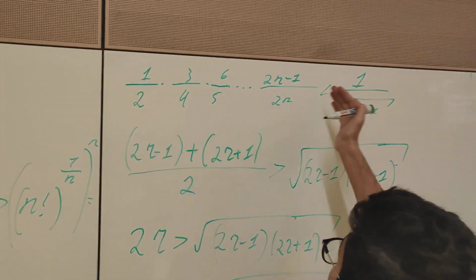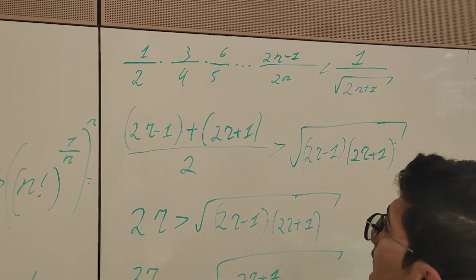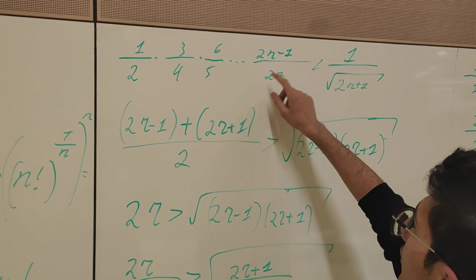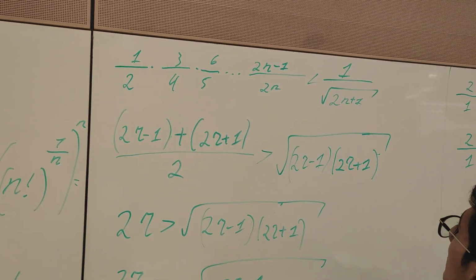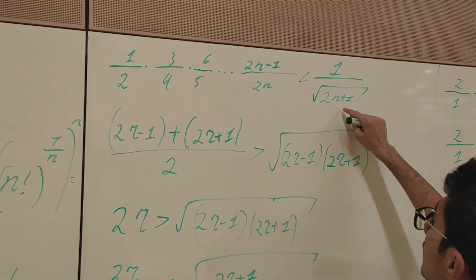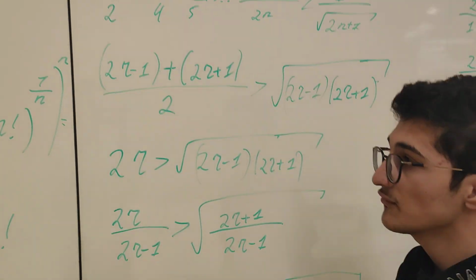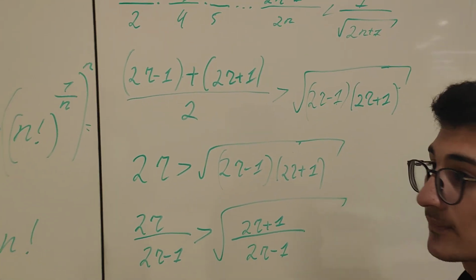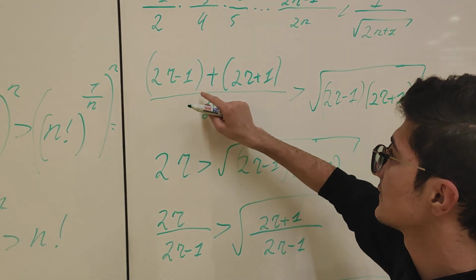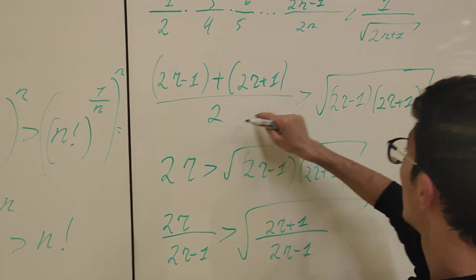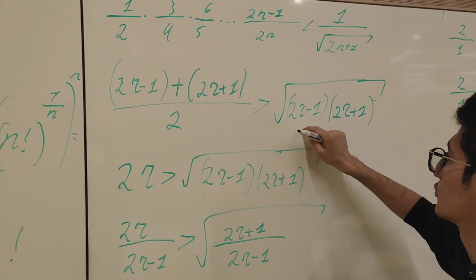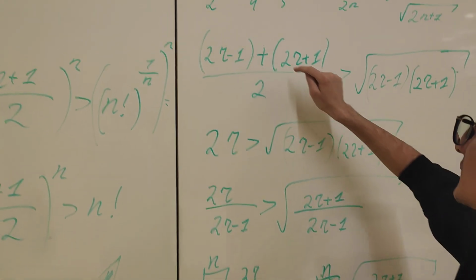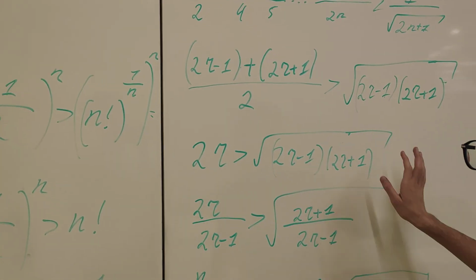is to prove this inequality: 1 over 2 times 3 over 4 times till (2n minus 1) over 2n is less than 1 over the square root of 2n plus 1. And again we use the AM bigger than GM inequality, but in a different form. Now I use (2r minus 1 plus 2r plus 1) over 2 is bigger than the square root of (2r minus 1) times (2r plus 1). And as you can see, it's 2r.